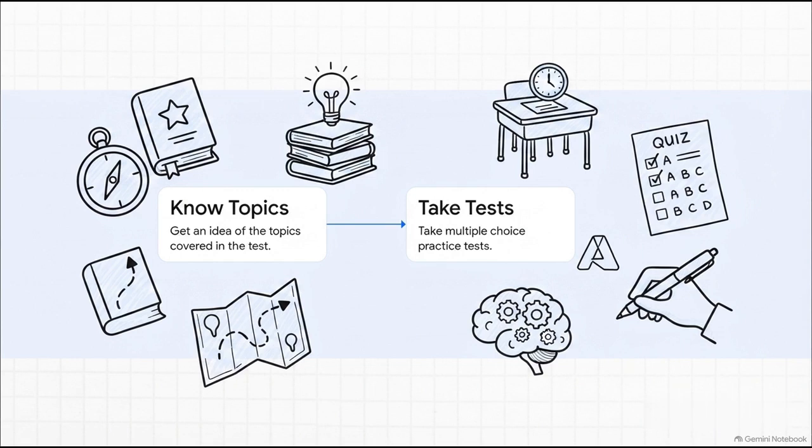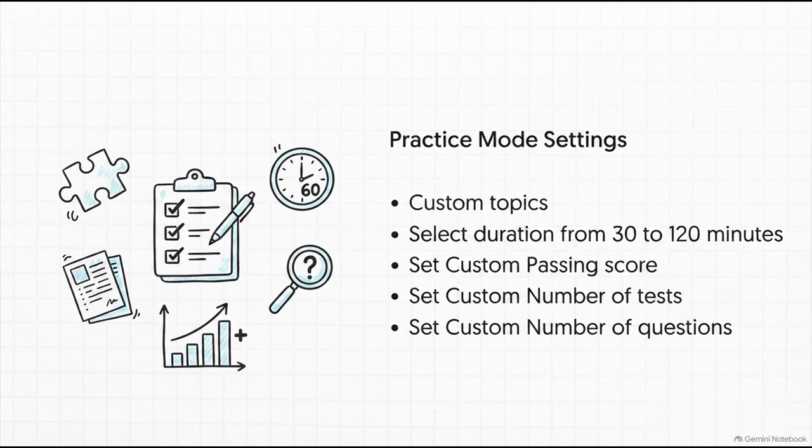And think about the level of control you get to pull off that second step. You can tweak all these adjustable parameters to aggressively target your specific weak spots. You want to drill down on custom topics? You can do that. You can set the test duration anywhere from 30 up to 120 minutes, adjust your passing score from 30 to 80%, and even pick the exact number of tests and questions. You are literally in the driver's seat for your own studying.